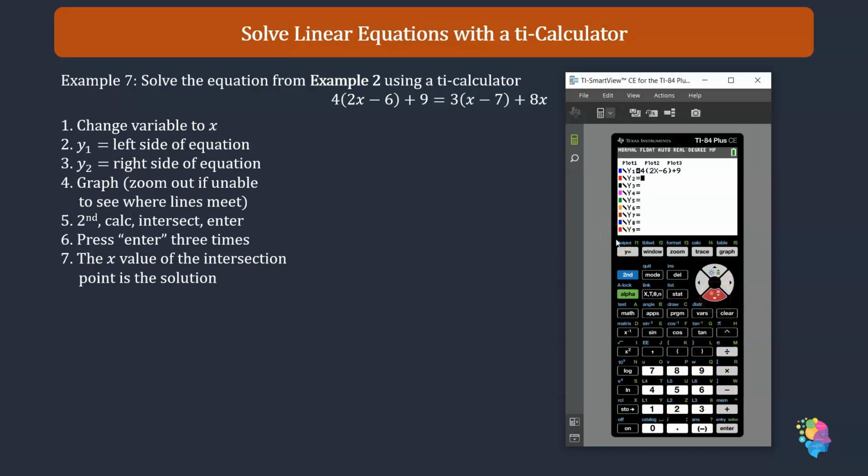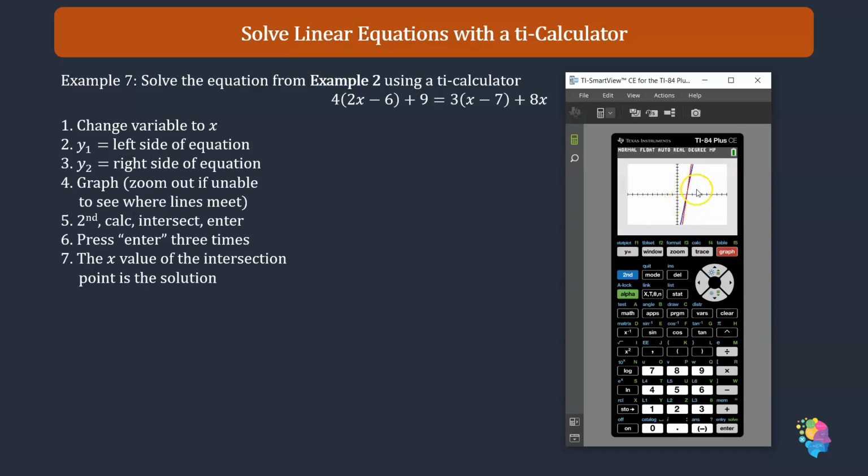In y2, we're going to enter the right side of the equation. So that would be 3 parentheses x minus 7, close it up, plus 8x. Perfect. You might want to check here. Make sure that the left side and the right side are correct. Now we're going to go to graph. In this graph, you want to make sure that you are able to see where the 2 lines meet. The blue one is the left side of the equation. The red one for me is the right side of the equation. And I can see right here, more or less, is where they cross.